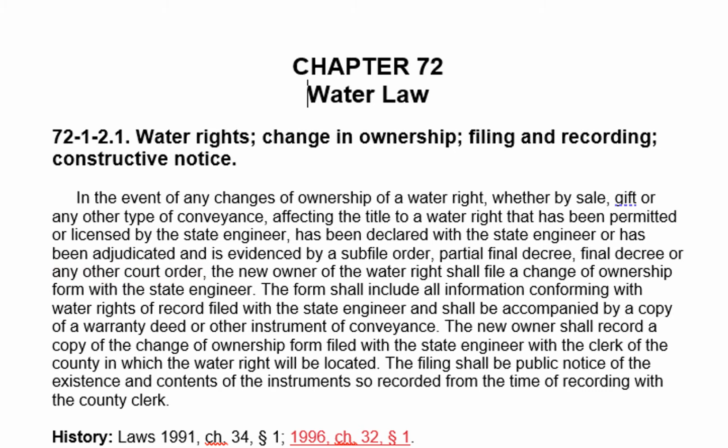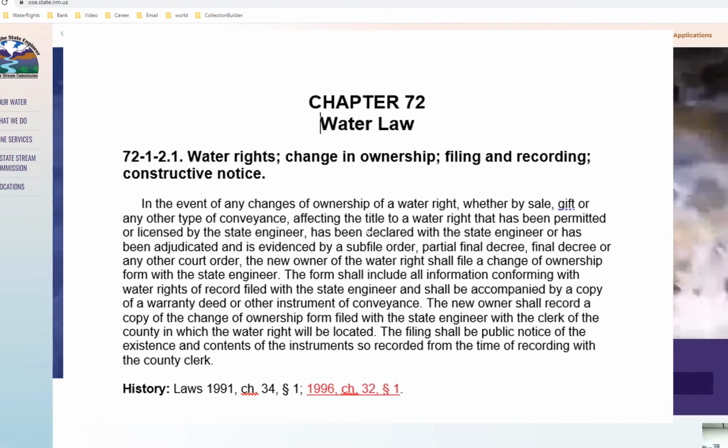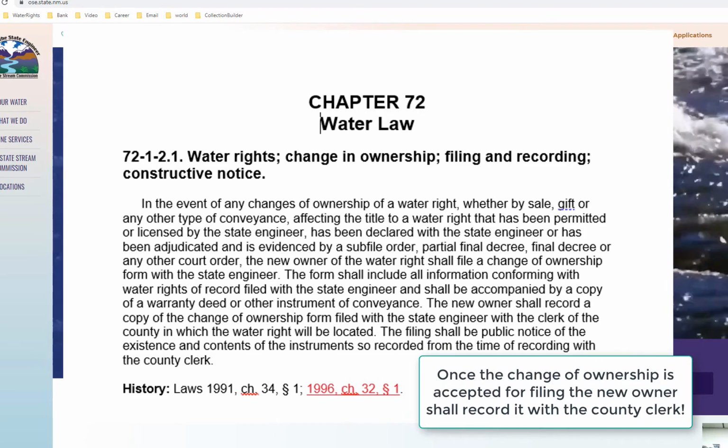The form shall include all information conforming with water rights of record filed with the state engineer and shall be accompanied by the copy of the warranty deed or other instrument of conveyance. The new owner shall record a copy of the change of ownership filed with the state engineer with the county clerk in which the water right will be located. The filing shall be made public notice of the existence and the content of the instrument so recorded from the time of the recording with the county clerk.